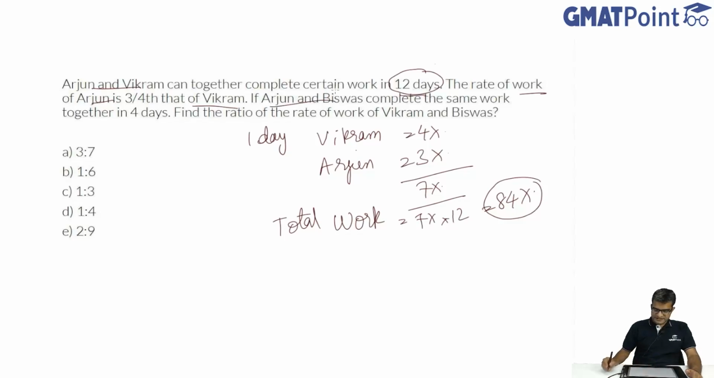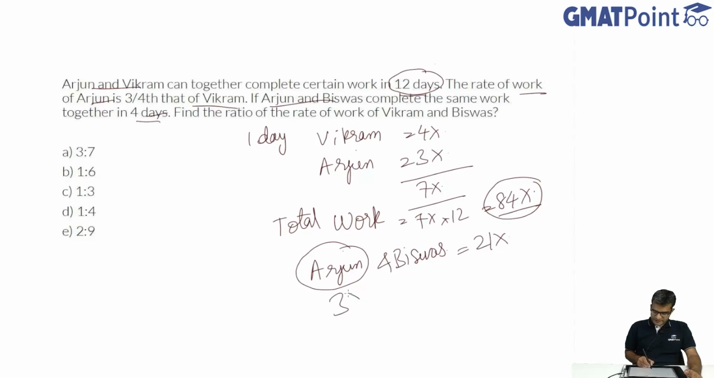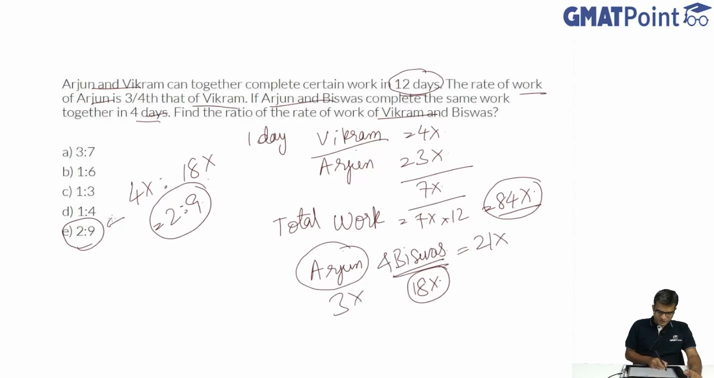Now Arjun and Biswas complete the same work together in 4 days. So if Arjun and Biswas are working, they complete 84x in 4 days, or in one day they will be doing 21x. This would imply, because Arjun does 3x work, Biswas alone would be doing 18x work in one day. So the ratio of the rate of work done by Vikram and Biswas will be equal to 4x is to 18x, which is equal to 2 is to 9. So the answer for this question is option A, which is 2 is to 9.